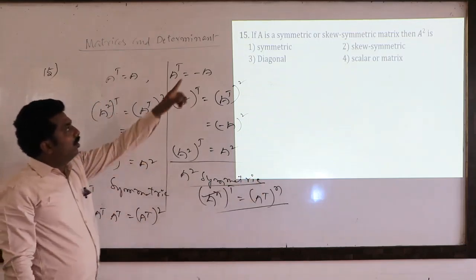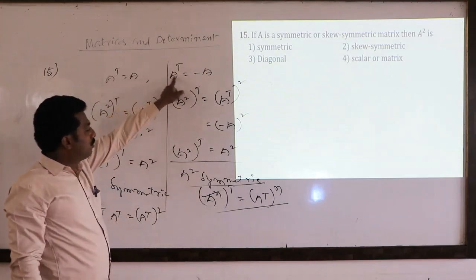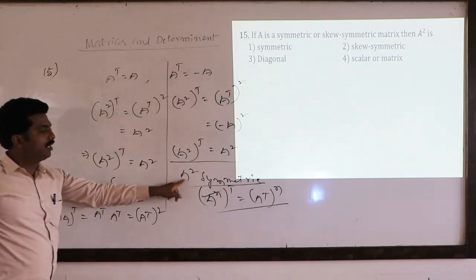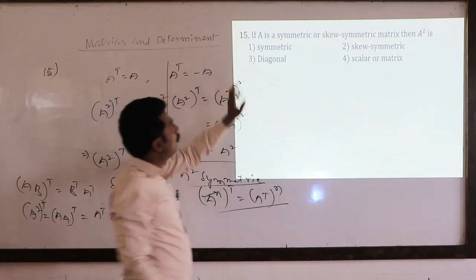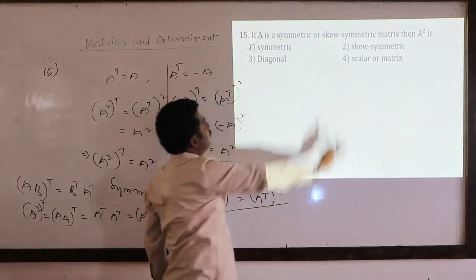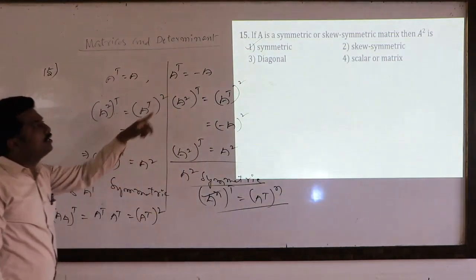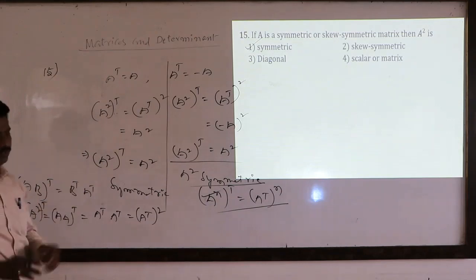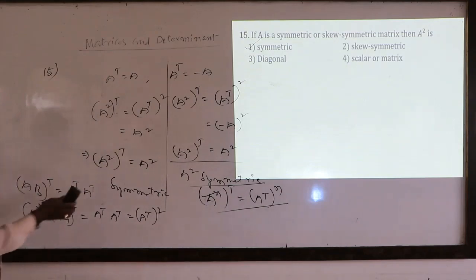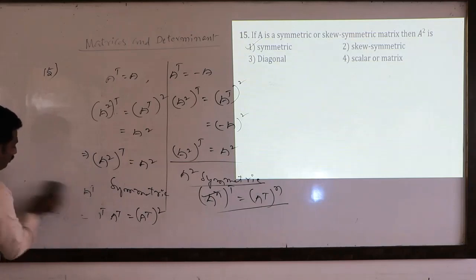You observe, A is whether symmetric or skew symmetric matrix, A square is compulsorily a symmetric matrix only. So A square compulsorily symmetric matrix only. That option is correct. So like that you have to remember. Next.